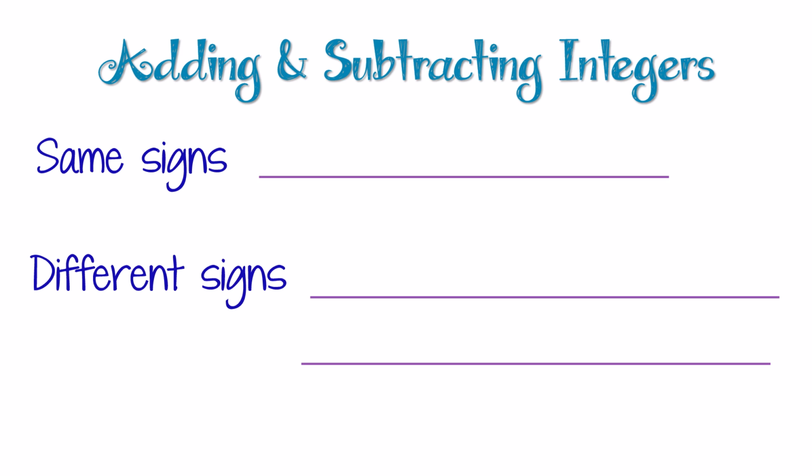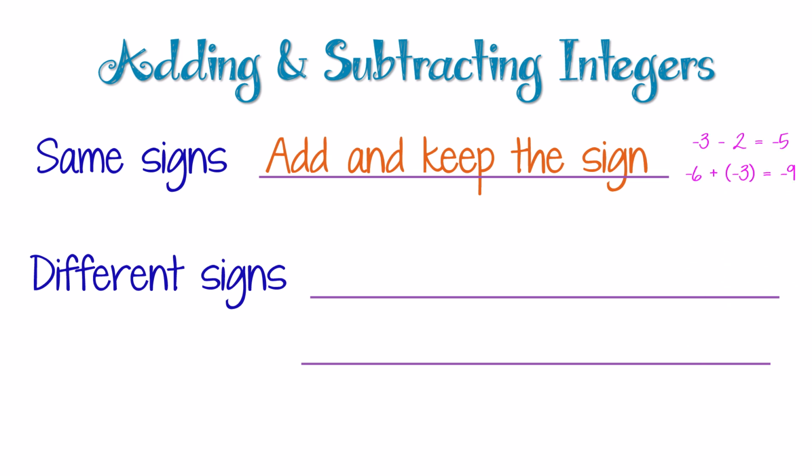So take a second. I want us to kind of review here. We've discussed what we do when we have same signs. When we have same signs, we add and keep the sign. Like negative 3 minus 2, that equals negative 5. The 3 is negative, the 2 is negative, the answer is negative. Same if we have negative 6 plus negative 3. The 6 is negative, the 3 is negative, our answer is negative 9.